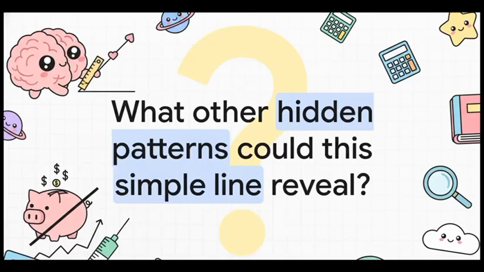So just think about it. We've just used a simple, straight line to connect study hours and exam scores. This exact concept is powering everything from financial models to medical research. It really makes you wonder, doesn't it? What other hidden patterns could be hiding in the world all around us, just waiting to be understood?